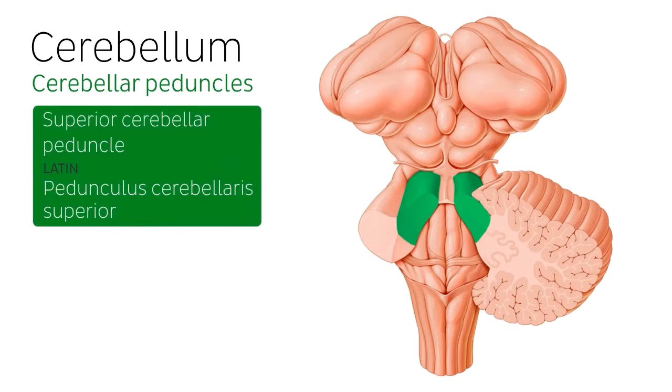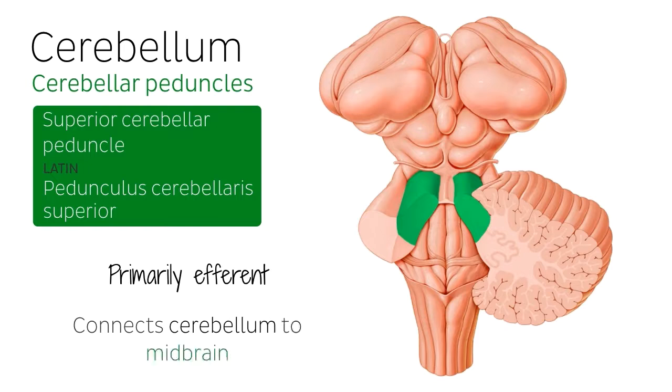The most superior of the cerebellar peduncles is, of course, the superior cerebellar peduncles, also known as the brachia conjunctiva. Primarily, the superior cerebellar peduncles provide an efferent pathway for fibres from the cerebellar nuclei, mostly from the dentate nucleus, to travel to the thalamus, and it also contains some afferent fibres from the spinocerebellar tract. The superior cerebellar peduncles are connected to and provide the physical pathway for fibres running between the cerebellum and the midbrain.